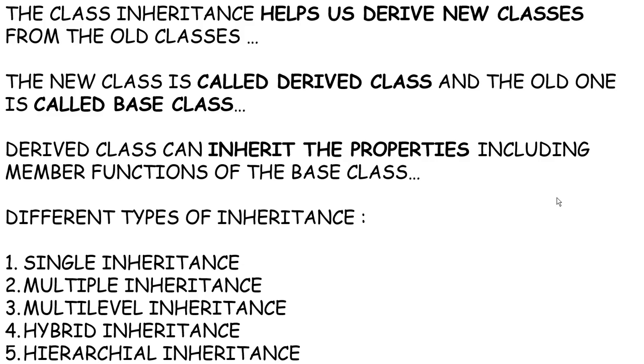So there are 5 types of inheritances. The first one is single, second one is multiple, third one is multi-level, fourth one is hybrid, fifth one is hierarchical.